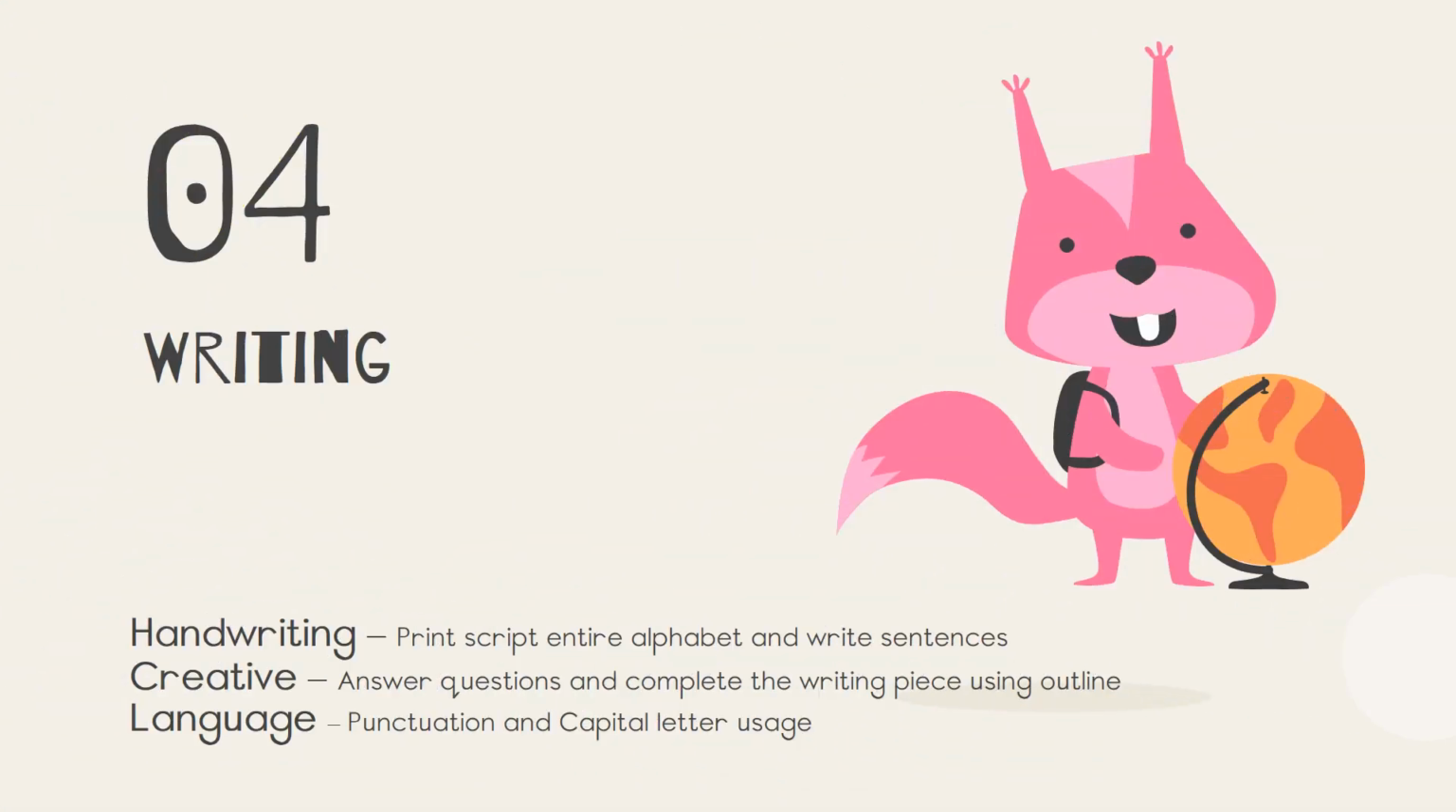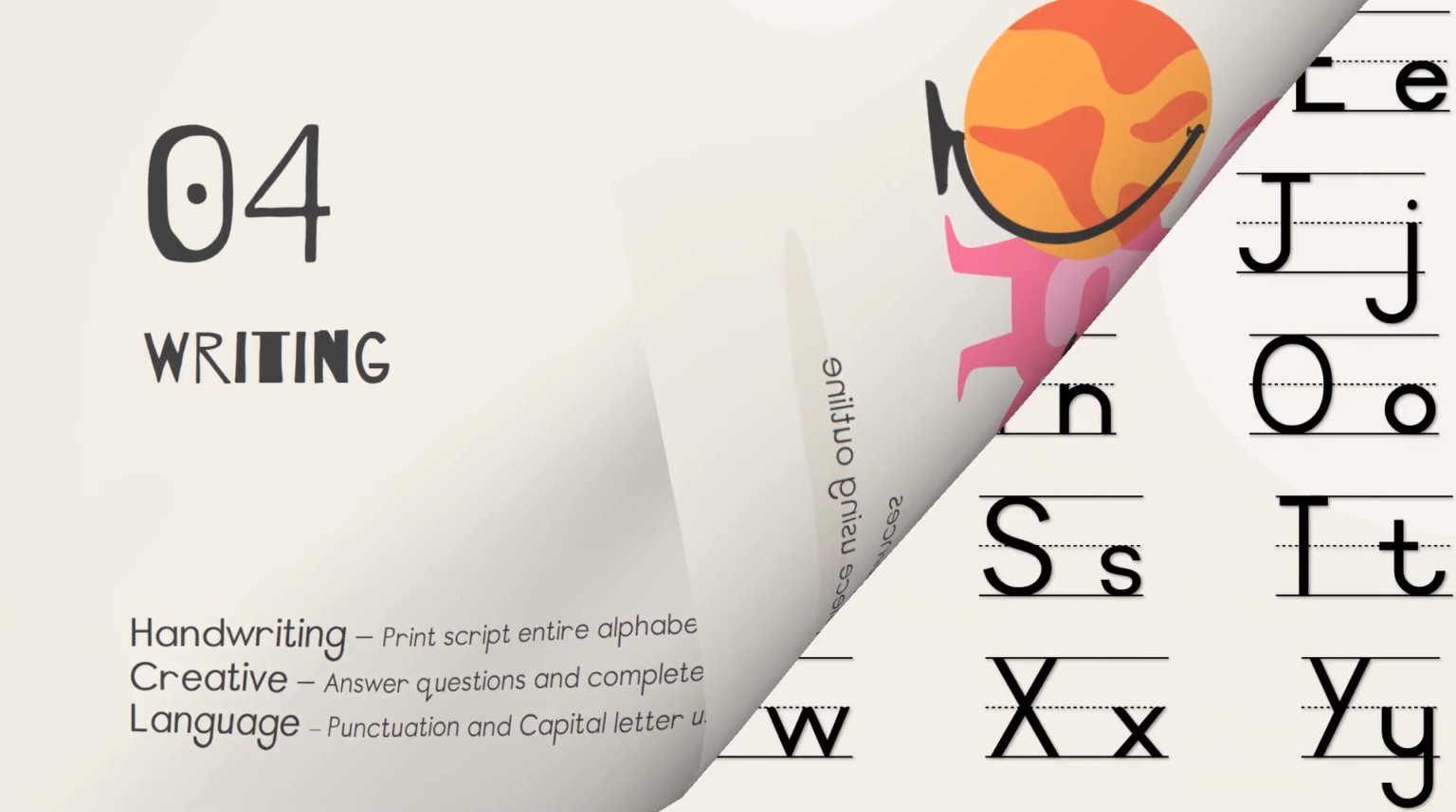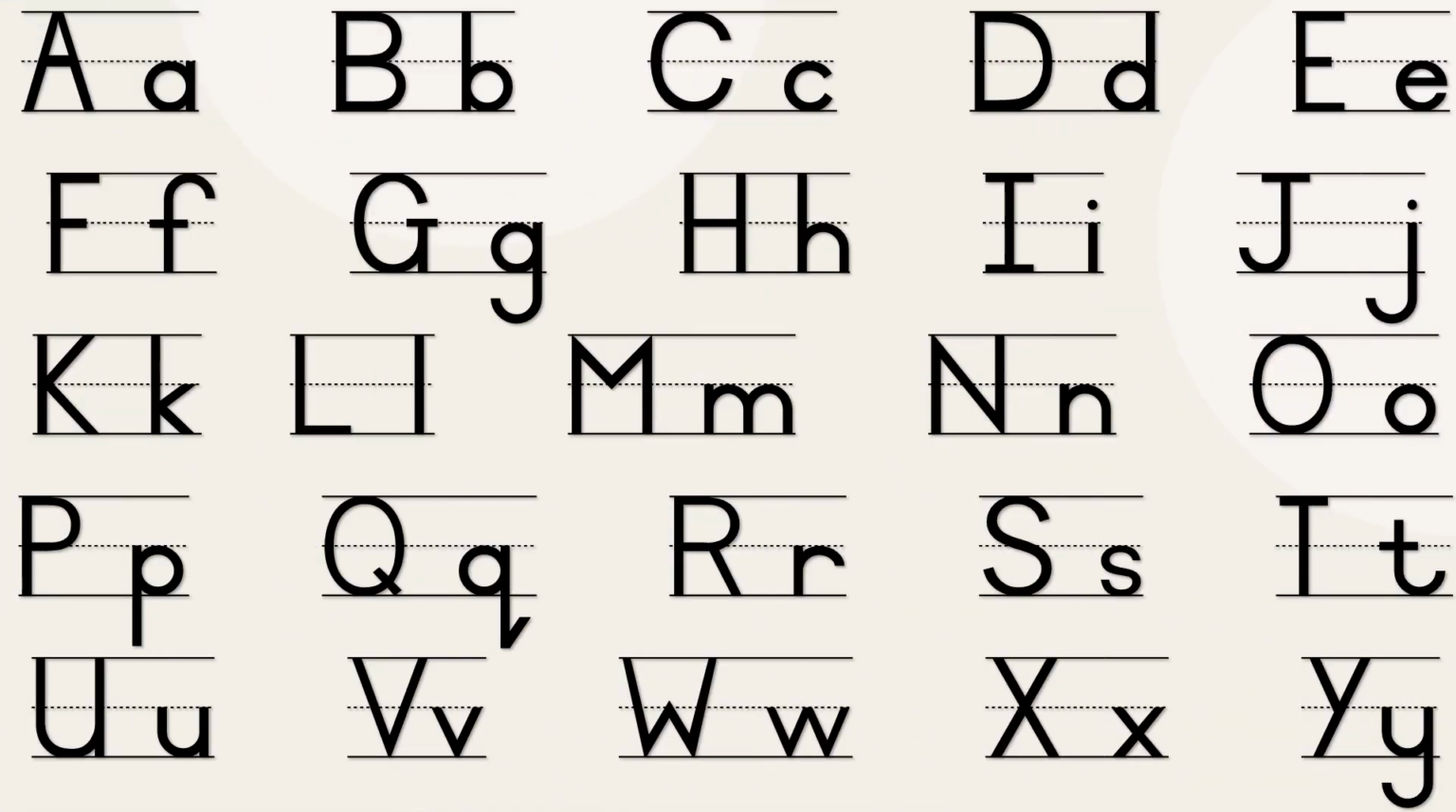Now we'll do writing. It's divided into 3 parts: handwriting, creative writing, and then your language usage, punctuation, and capital letters. I'd like you to go and write the entire alphabet, upper and lowercase letters, on the lines provided in your assessment. Remember your finger spaces between the letters.